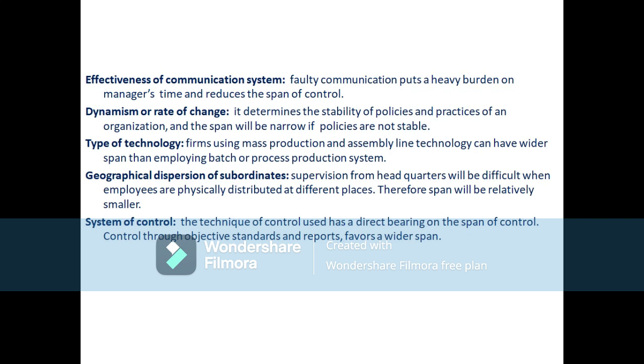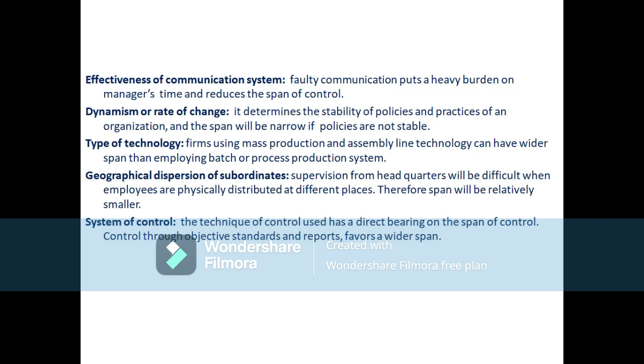Coming to the next one, type of technology. Type of technology means firms using mass production and assembly line technology can have a wider span than those employing batch or process production systems. So production and assembly line means it will have more number of subordinates, more number of people. Mass production means widely used, and assembly line technology also. Assembly line technology is like a chain of command, so in that process the span of control will be wider. So it is easy for a manager to communicate with all those subordinates. So the type of technology used also affects the span of management.